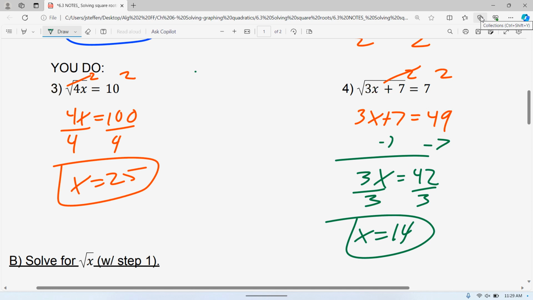without saying, but just in case, remember, just like any other solving problem we have, you can take your answer and plug that back in to double check your work. 4 times 25 is 100. The square root of 100 is 10. 3 times 14 is 42. 42 plus 7 is 49. The square root of 49 is 7. And actually, you can do that on a calculator pretty quickly.